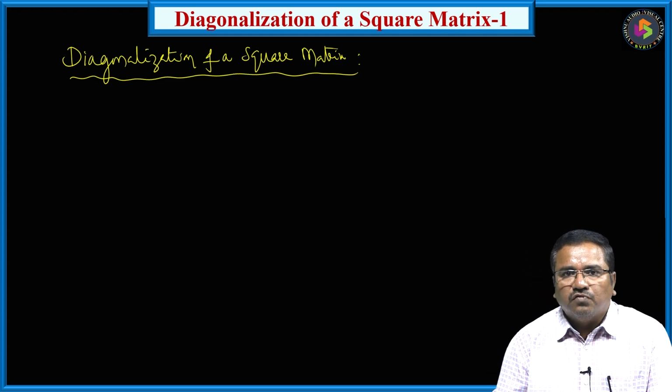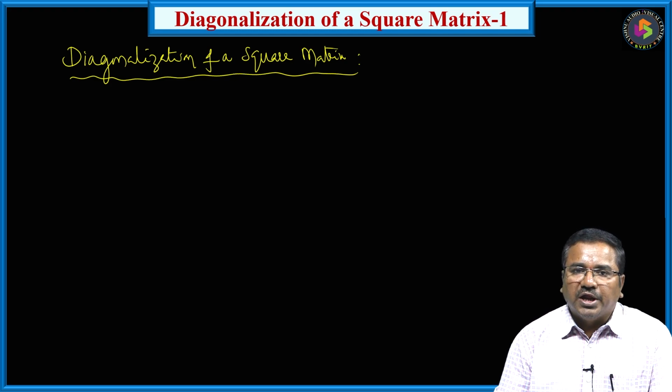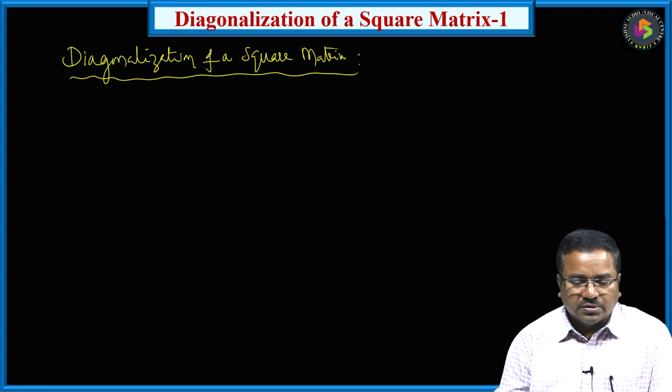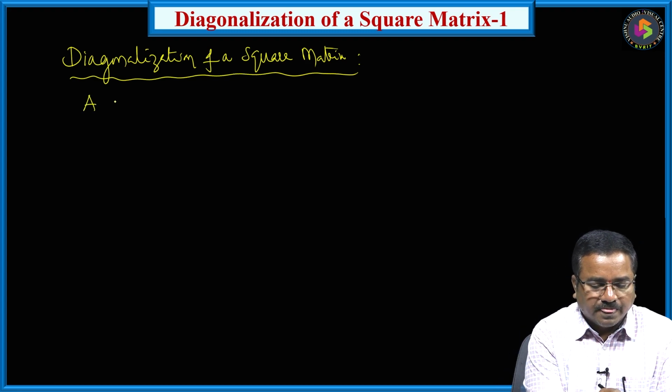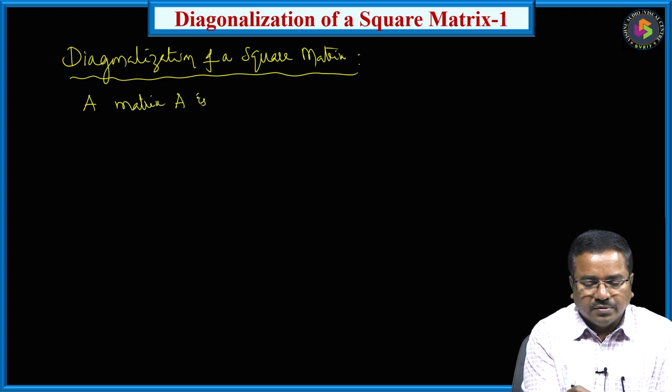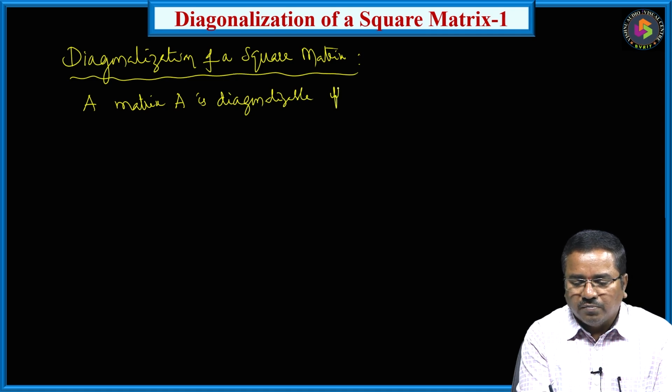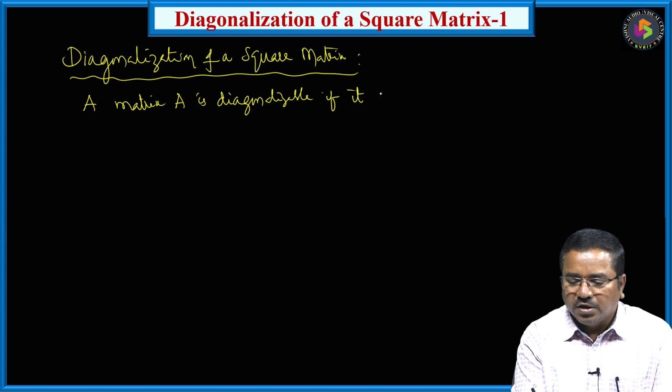We just defined similar matrices. So, there exists a non-singular matrix P such that P inverse AP is equal to D. Then we say that A is diagonalizable. A matrix A is diagonalizable if and only if it is similar to a diagonal matrix.